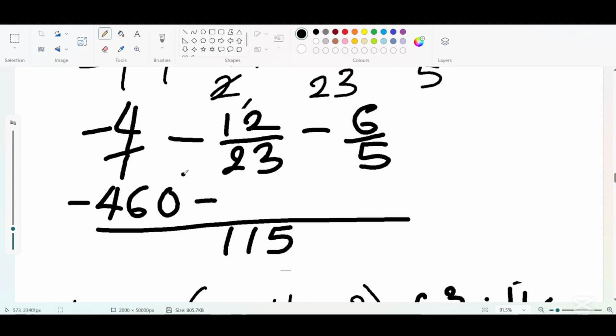Then this is going to be 115 divided by 23. Of course, it's going to be 5. And 5 times 12, that is going to be 60.